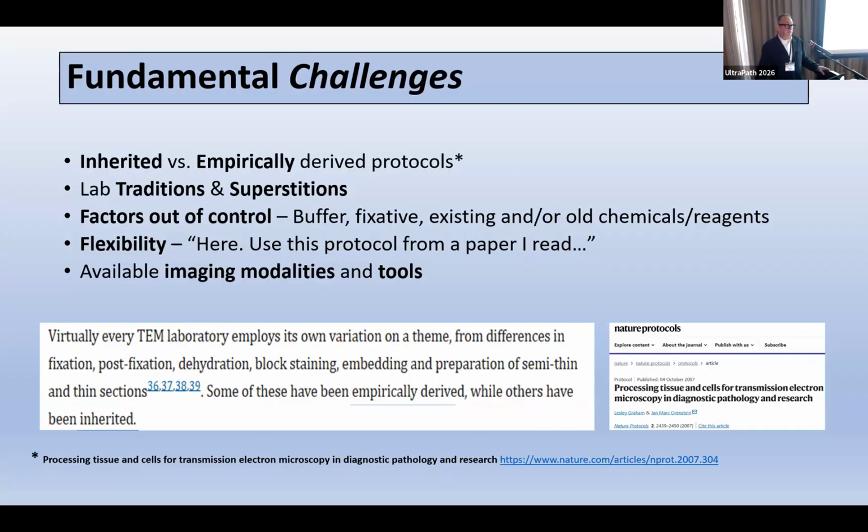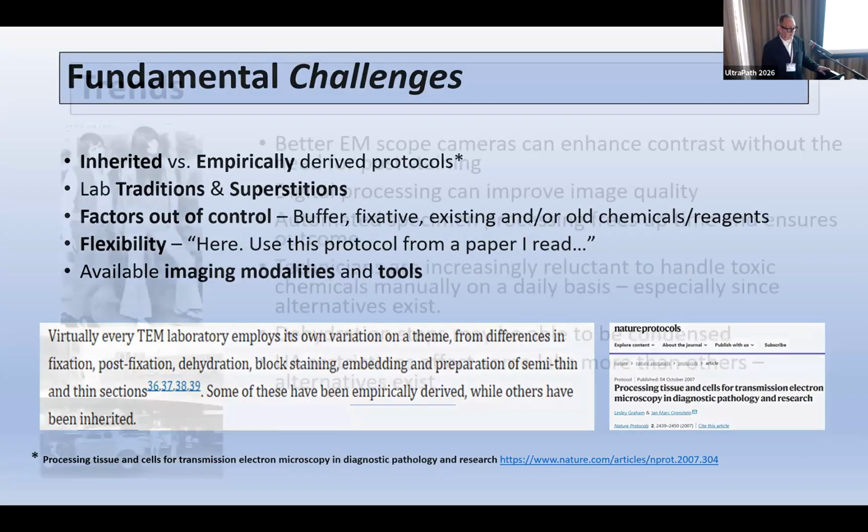And then what's available, what imaging modalities and tools you have, also has a factor on what you're going to be doing. And then reagents as well. Back to what's available. If you already have a lot of ethanol, you probably aren't going to start using acetonitrile or acetone or something else to do your dehydration.